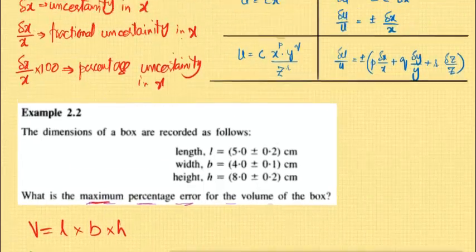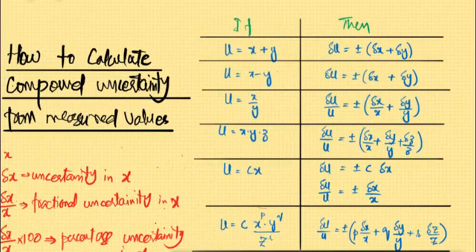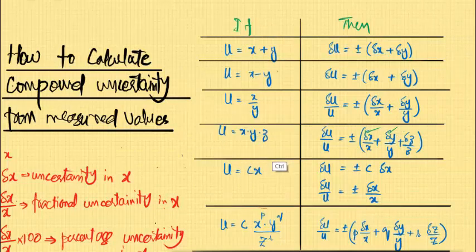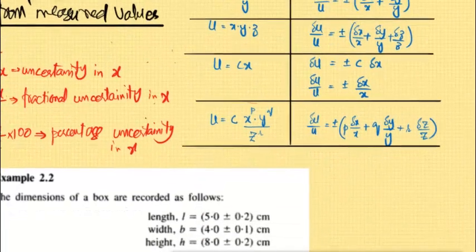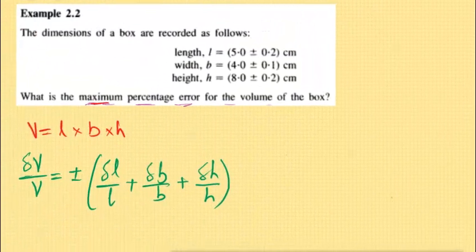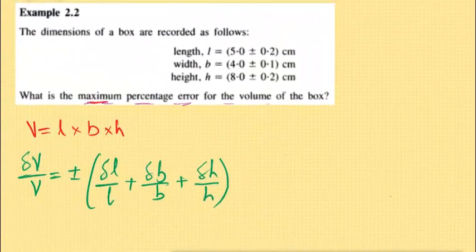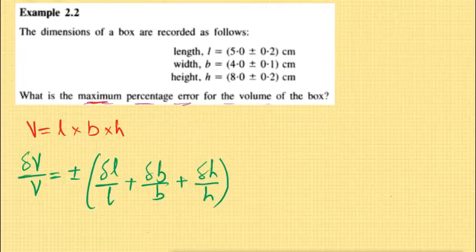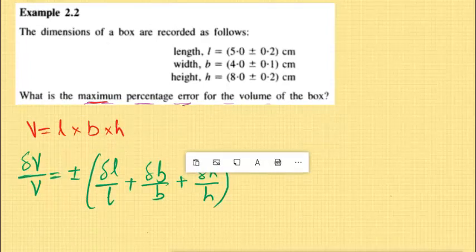Now that formula here is applied on x, y and z, and here since I have length, breadth and height, I will write uncertainty in length over length plus uncertainty in breadth over breadth plus uncertainty in height over height.